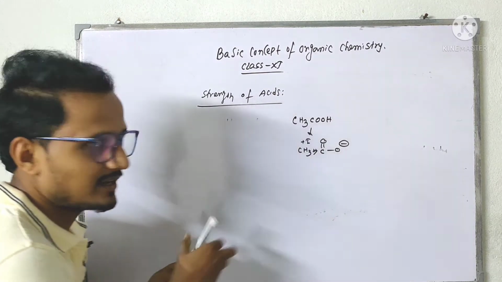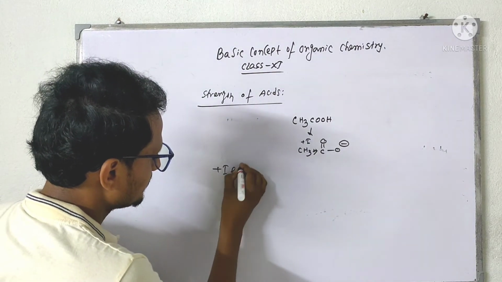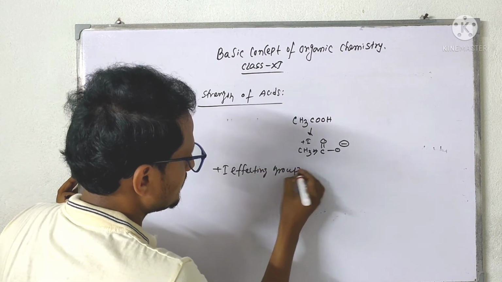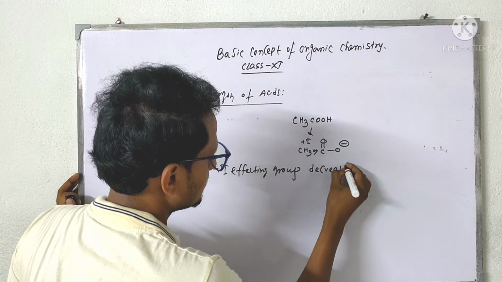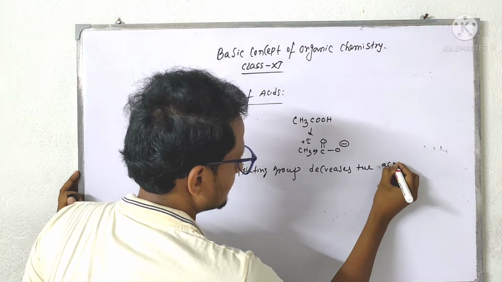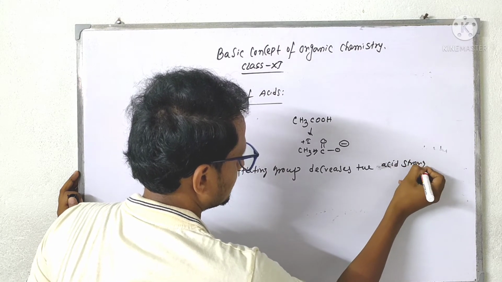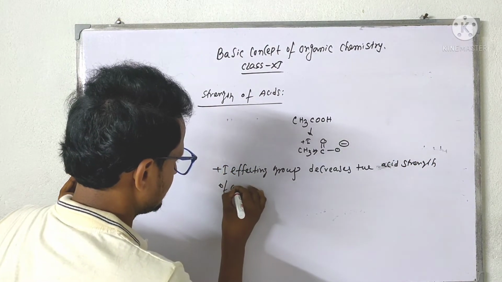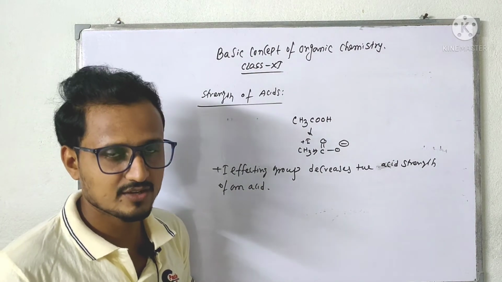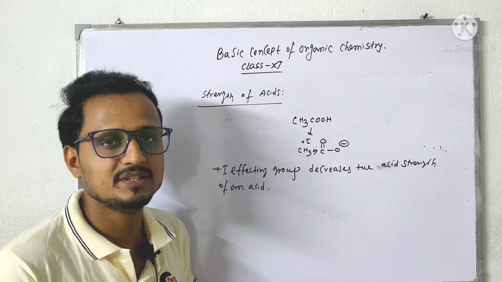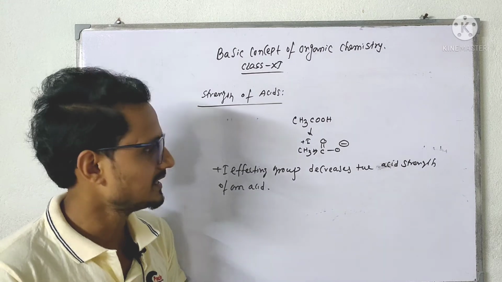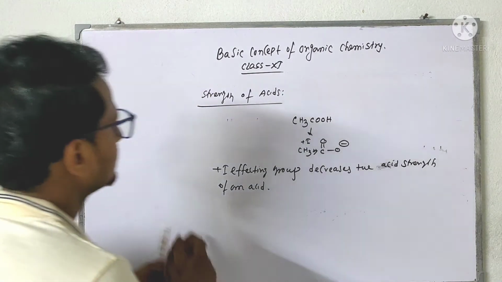Okay, so what we have learned here is that the plus I effect group decreases the acidity, the acid strength of an acid. More the plus I effect group, less will be the acidity. Okay, now consider another example.